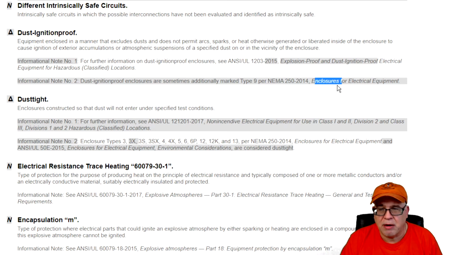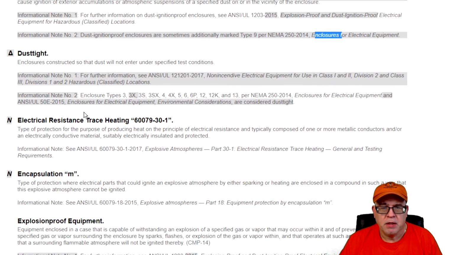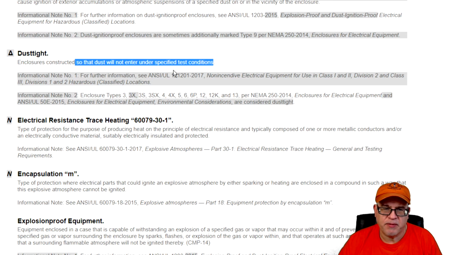I'm not so sure I would do that, because a lot of this information is regurgitated in the NEC later in 110, but just so you know about it. Okay. Now, if something's required to be dust tight, it says enclosures that are constructed so that the dust will not enter under a specific condition.